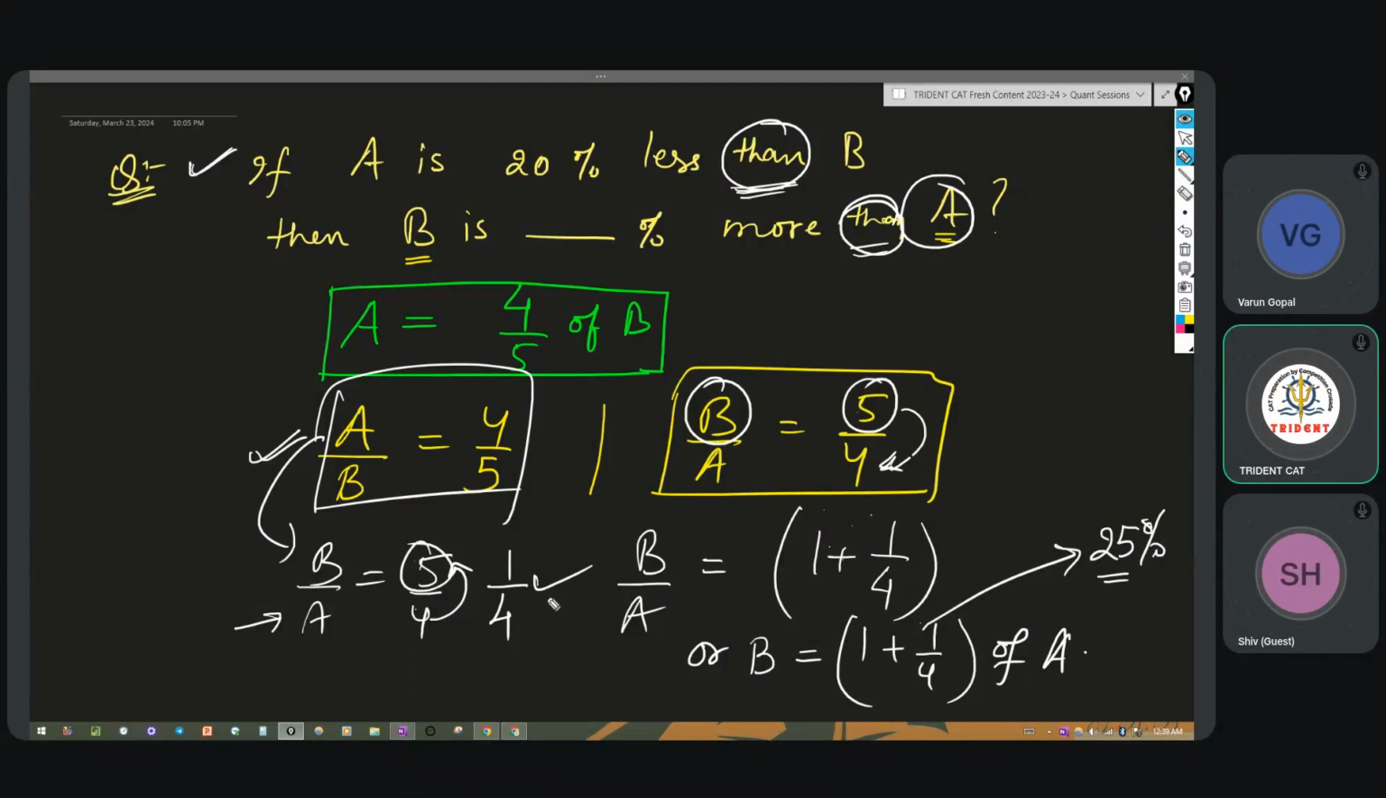Shiv, made sense? Yes, sir. Sir, 1 plus 1 by 4, it's called 25. So how did it 20, how did it become 25? Okay, I'll explain again. Just give me 1 second.